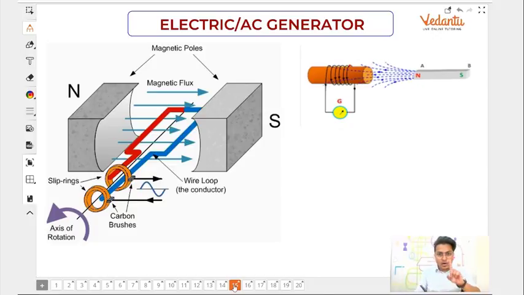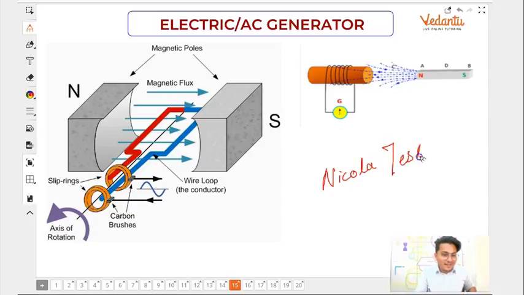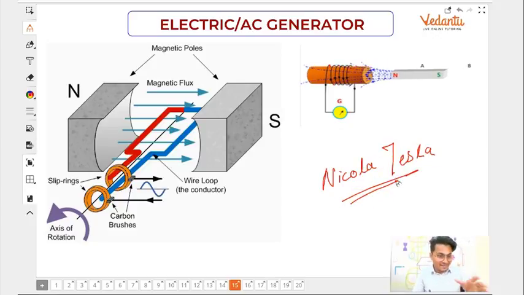One of the most famous guys in physics, I believe all of you know his name. His name is Nikola Tesla. Correct? There is a very huge story about it. So I hope all of you know who Nikola Tesla is. Nikola Tesla didn't stop there. He went on to create this AC generator. He was the inventor of the AC generator.